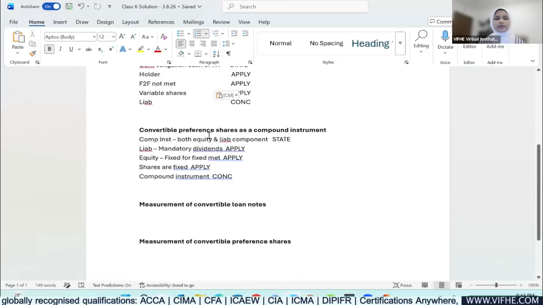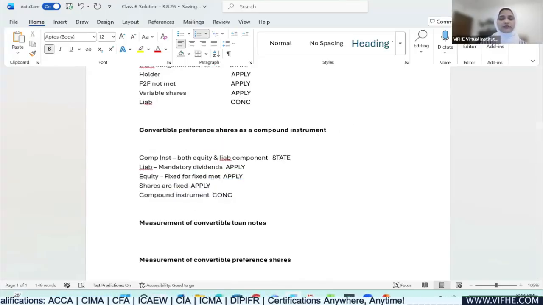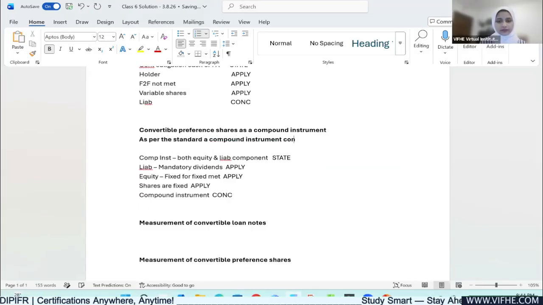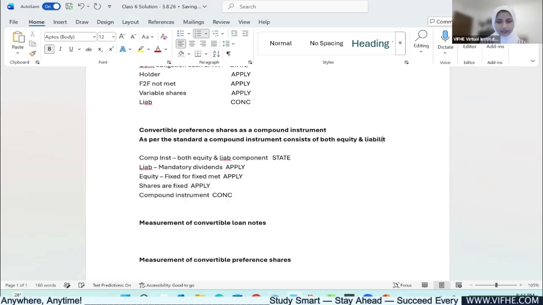Now coming to convertible preference shares as a compound instrument. Okay, so I'll just quickly give the definition of what a compound instrument is as per the standard. The compound instrument consists of both equity and liability components.